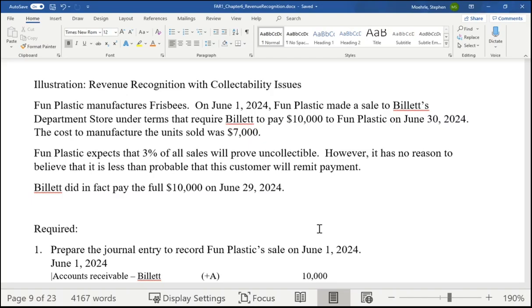Now, Fun Plastic does expect that 3% or so of outstanding receivables will prove uncollectible. However, it has no reason to believe that it is less than probable that this particular customer, Billet, will remit payment. And indeed, we know later that Billet did in fact pay the $10,000.